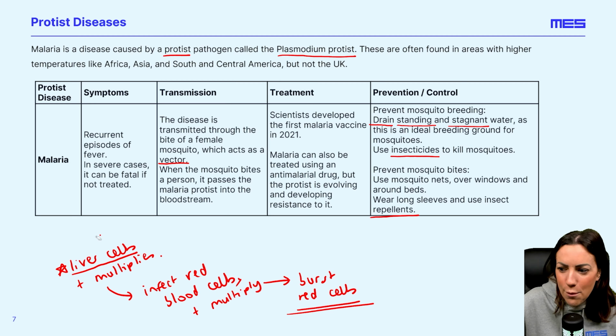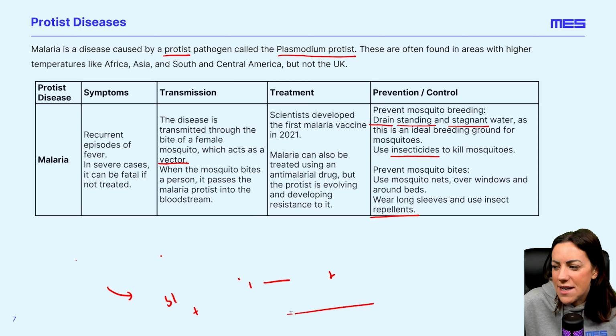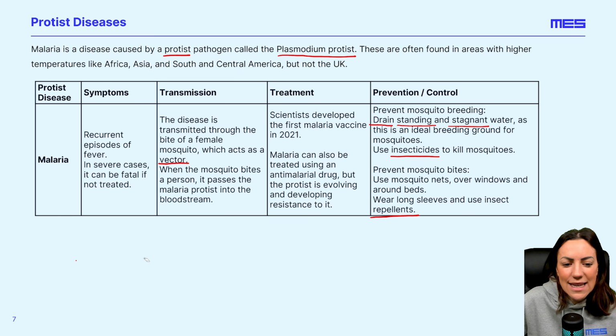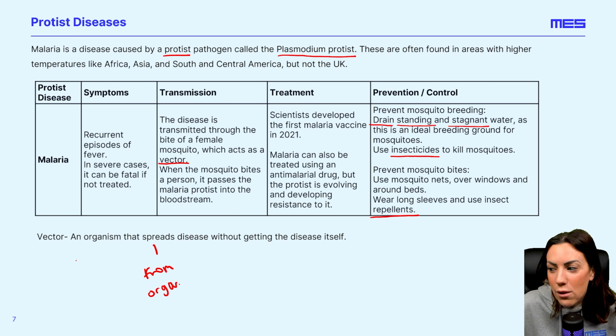I'm just going to rub this out because at the bottom of this slide, we've also got a definition for you of a vector, just in case you could be asked for 1 mark. So a vector, and in this case we're talking about the mosquito, it's an organism that spreads disease from person to person or from organism to organism without getting the disease itself.